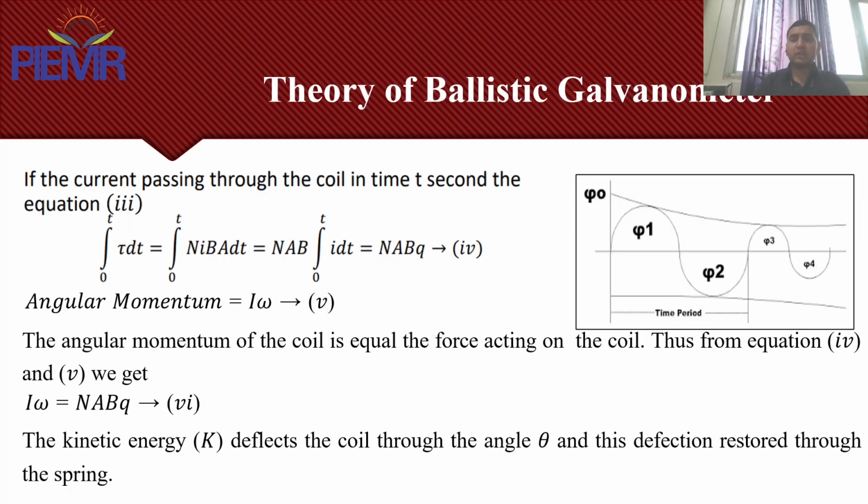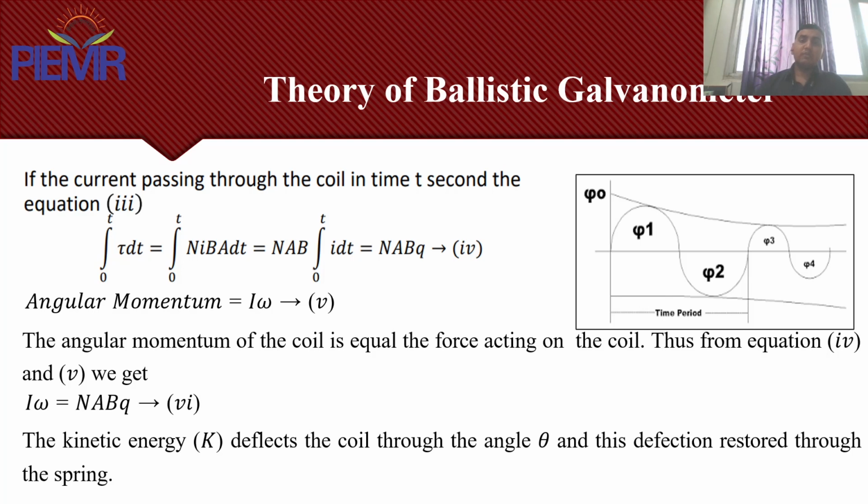There are some oscillatory or periodic motions, which will be broken down by the electromagnetic damping in this particular case. As we saw, the current passes for a small time period t, so we integrate the torque equation from 0 to t for a small fraction of time. Then our equation becomes NABQ, which is proportional to the charge flowing in this material.